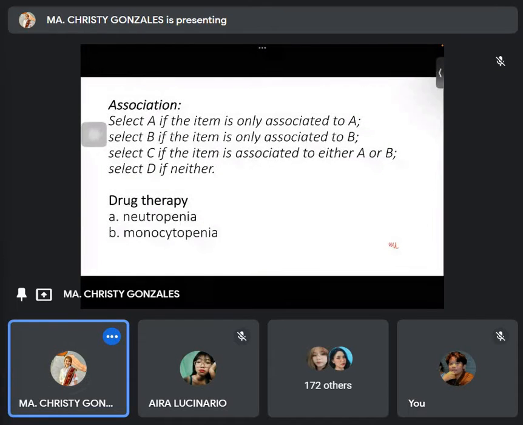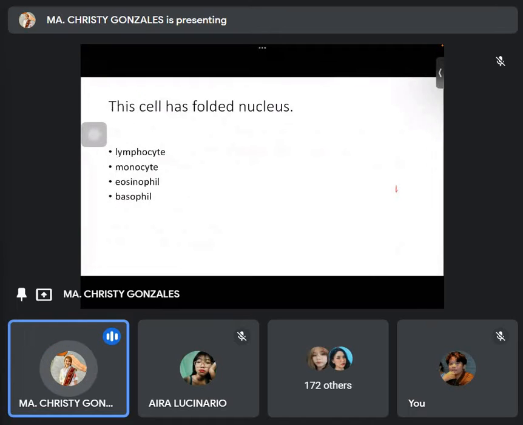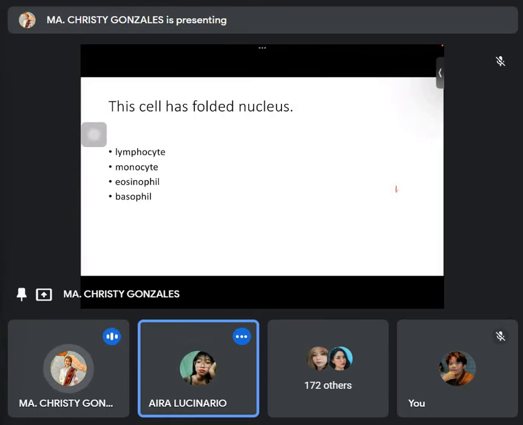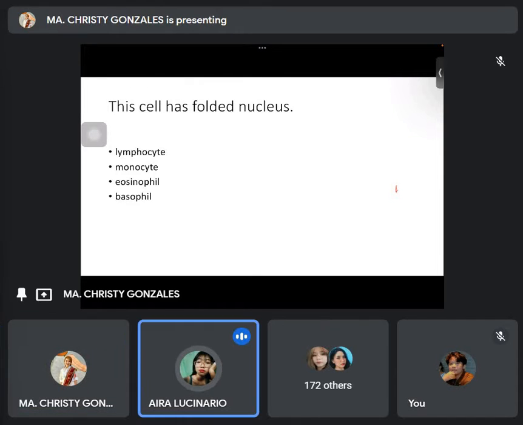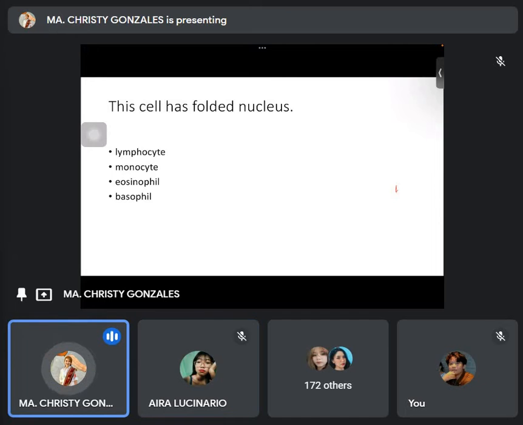Next. Which one has a folded nucleus? Lympho, mono, eo, baso. That's your monocyte. Which one has a round nucleus? Lymphocyte. Segmented: eosinophil, basophil. Right? Okay, next.